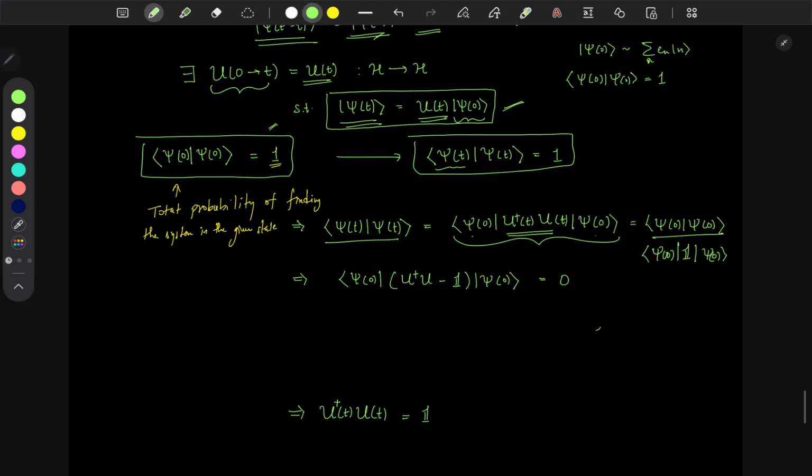What is the identity operator? The identity operator 1 is a map from Hilbert space to Hilbert space such that any vector psi is mapped to itself. That is what we mean by identity operator. And when you take this to this side, you can write it like this: psi 0 u dagger u minus identity operator psi 0 is equal to 0. Now this u dagger, I didn't write the t here, but it is implied that it is u dagger t u t, not just u. Now this quantity needs to be 0.